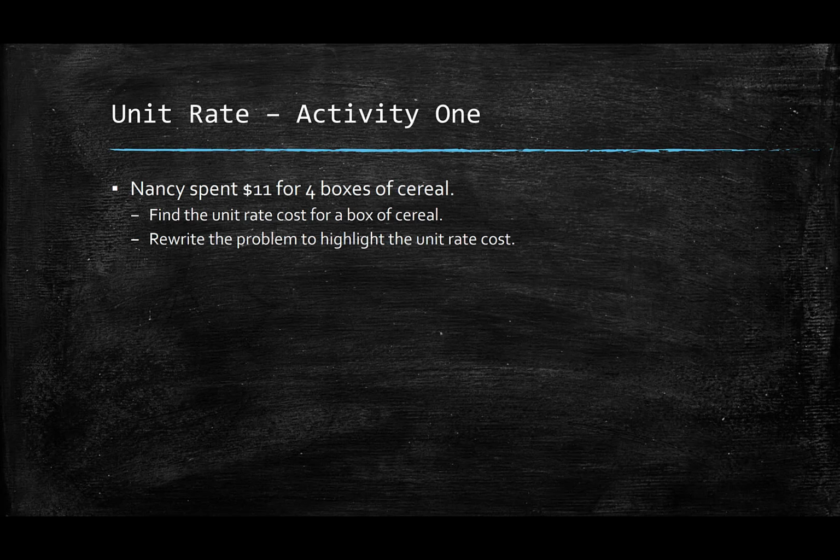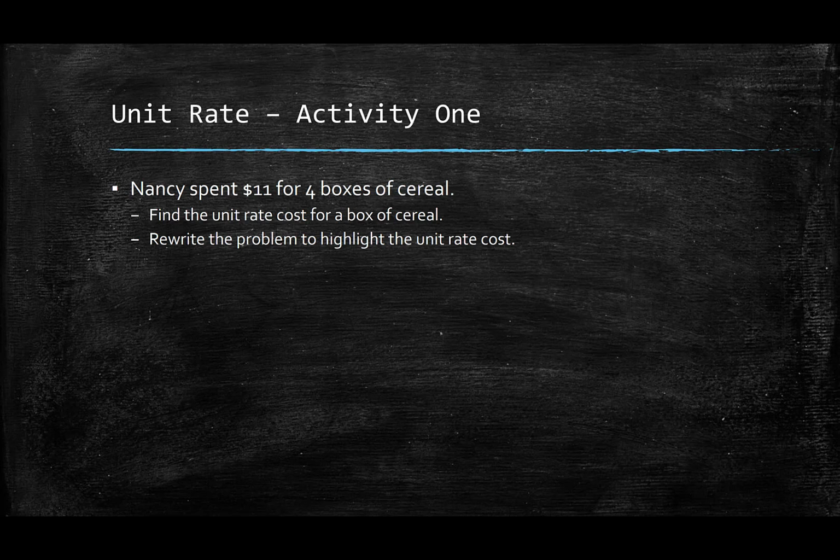Let's work on another example together. Nancy spent $11 for 4 boxes of cereal. Let's find the unit rate cost for a box of cereal, then use this information to rewrite the problem, highlighting the cereal unit rate cost. First, we will identify our rate. In this case, that is $11 for 4 boxes of cereal.